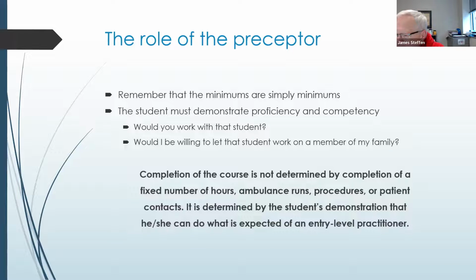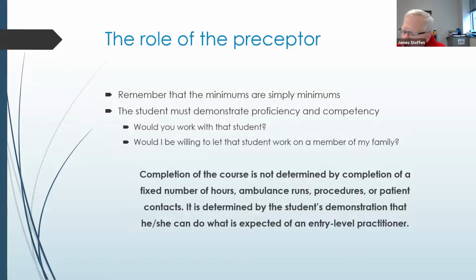Remember, while you have input into approval of the student as a paramedic student, you do not make the final decision about whether a student is ready to test for the National Registry. Competence of the student is not measured by any number of hours or patient contacts or anything like that. It is determined solely by the fact that they are competent to serve as an entry-level practitioner. So when you do the evaluation, don't let personal issues cloud what you think of the student. Think of, would you be willing to work with that student? Would you be willing to let that student work as a member of your family?